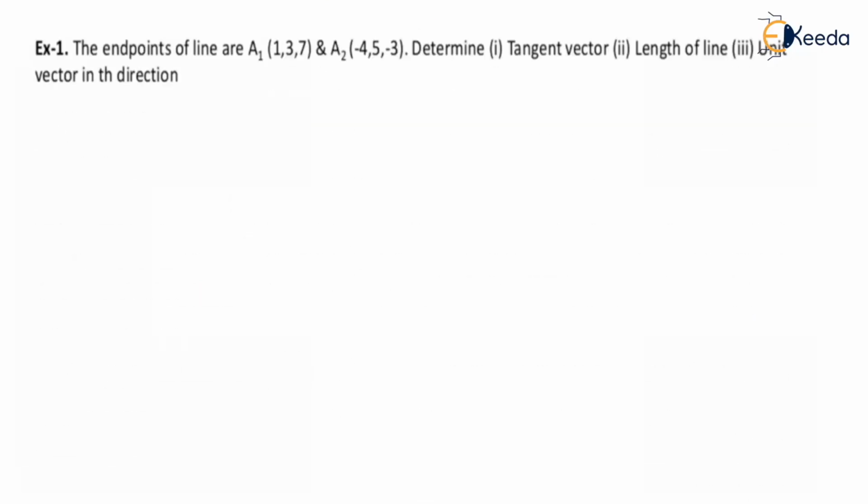The endpoints of a line are A1 (1, 3, 7) and A2 (-4, 5, -3). We have to determine the tangent vector, length of the line and unit vector in that direction. So what is given? Coordinates are given for the endpoints A1 and A2 of a line. So x1 is 1, y1 is 3 and z1 is 7, while x2 is -4, y2 is 5 and z2 is -3.